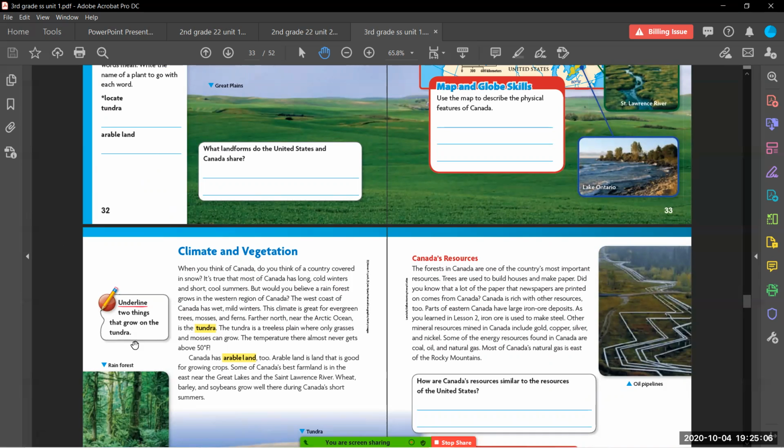Underline two things that grow in the tundra. So go ahead and underline over here. We see that only grasses and mosses can grow. So you're going to underline that sentence right there.